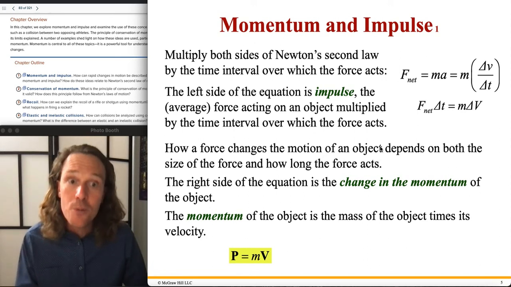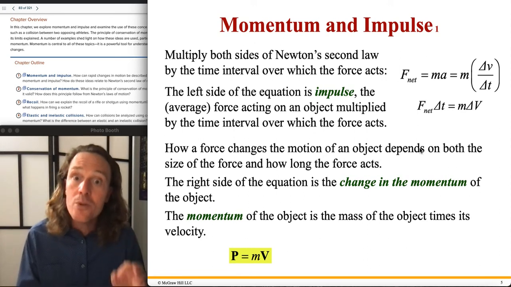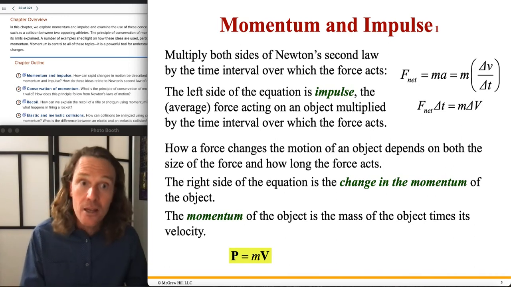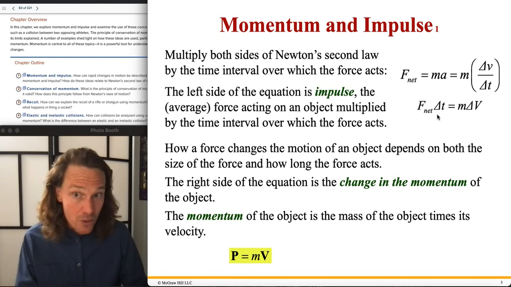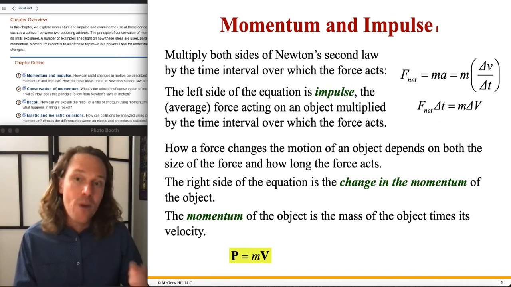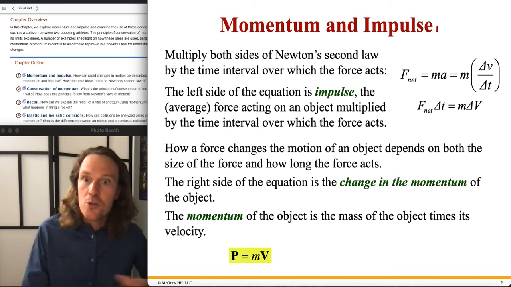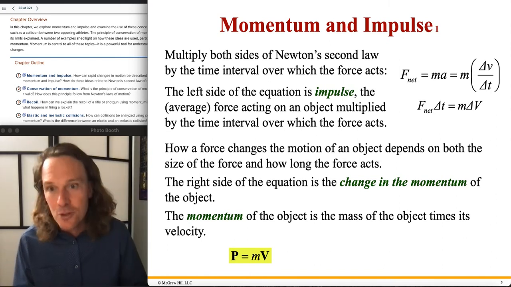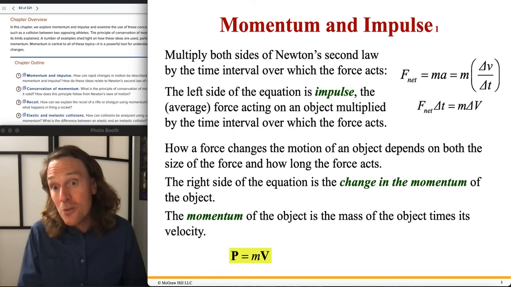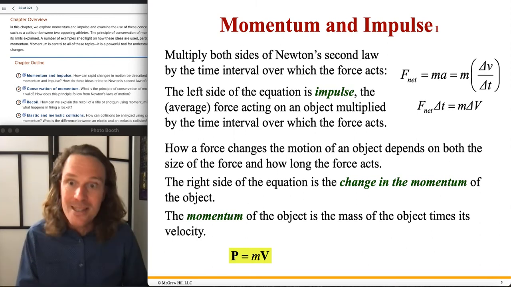How a force changes the motion of an object depends on both the size of the force and how long the force acts, okay? So this product of force and time, impulse, can be big if you have a big force over a short time, or it can be big because you have a small force that you pushed really gradually. Although, honestly, if you had a small force applied gradually over a long time, then you'd probably be in a situation where you might as well just go back to using acceleration.